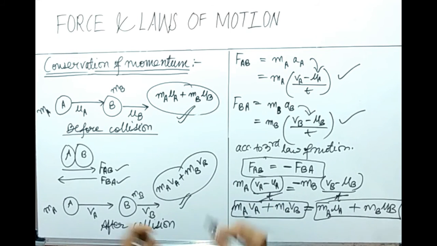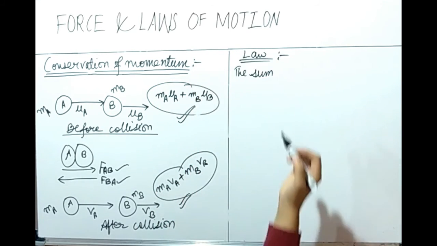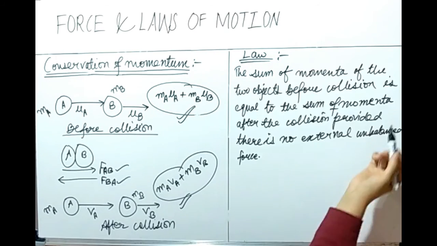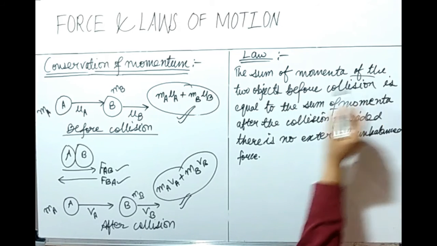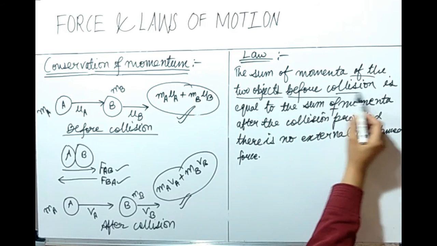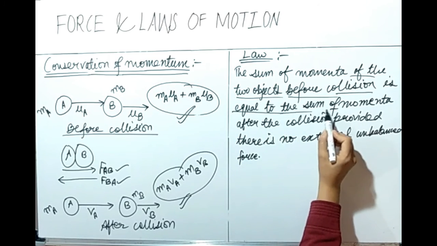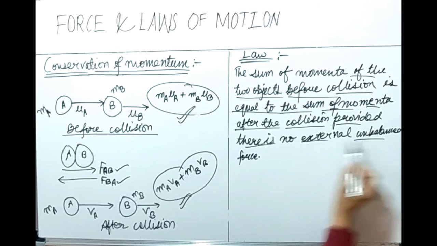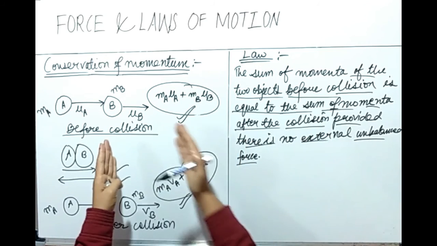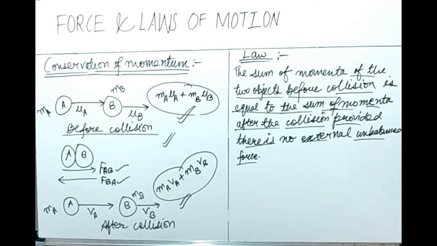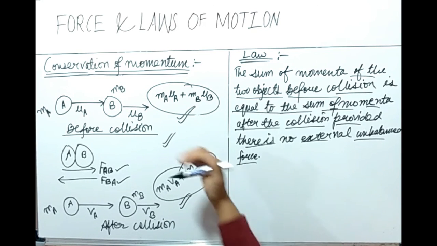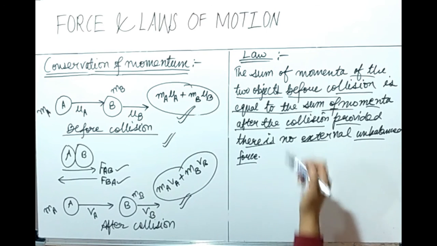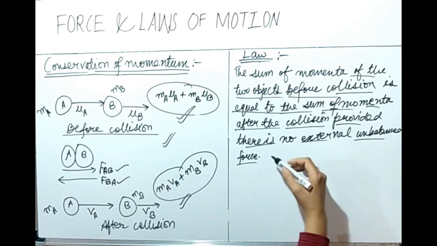Now we can write the law of conservation of momentum statement. The law of conservation of momentum states that the sum of momenta of the two objects before collision is equal to the sum of momenta after the collision, provided there is no external unbalanced force. This is what we have discussed here in this example of collision of two balls. So dear students, today we have discussed conservation of momentum with the help of this example, and we have also discussed the law of conservation of momentum statement.